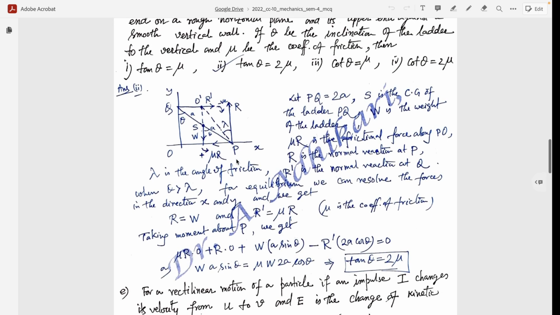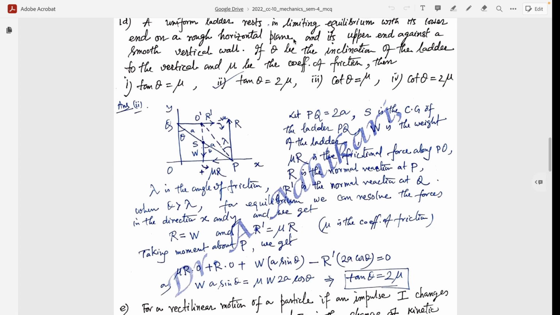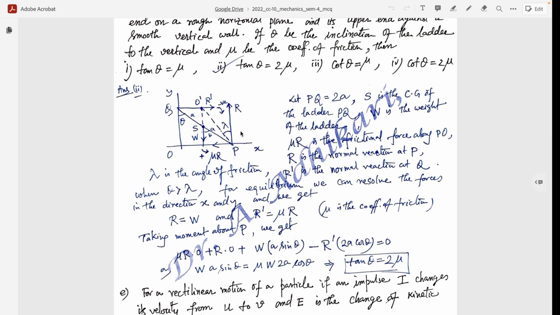Now, theta is the inclination angle of the ladder to the vertical. So this angle is theta, and obviously this angle is also theta.